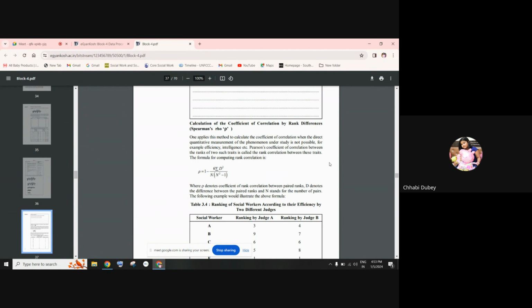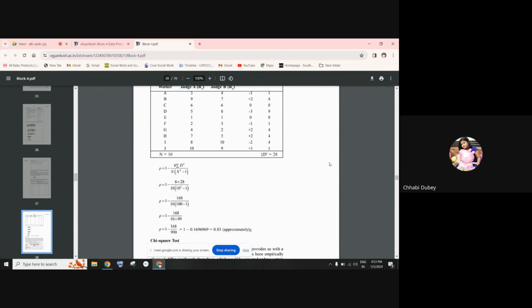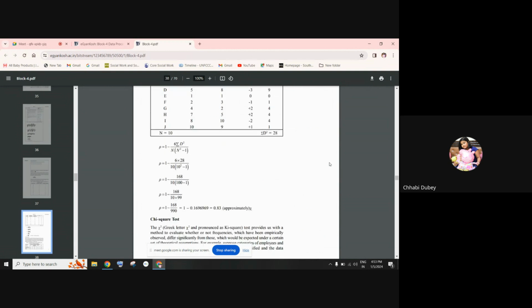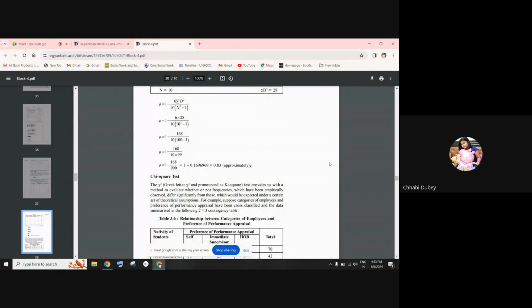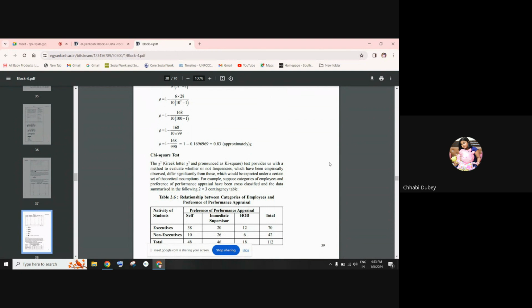Here rho denotes the coefficient of rank correlation between the paired ranks, D denotes the difference between the paired ranks, and N stands for the number of pairs. They have given this particular example here, and then we will apply the following formula and find out the Spearman's correlation. Now, another statistical tool which is used is known as the chi-square test.